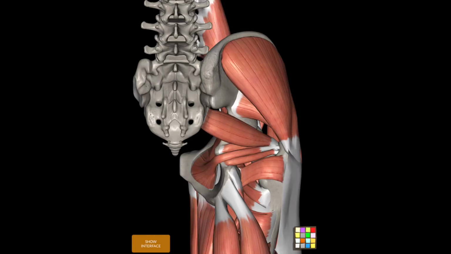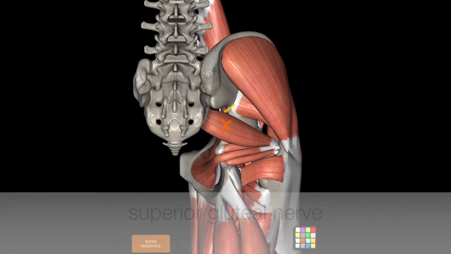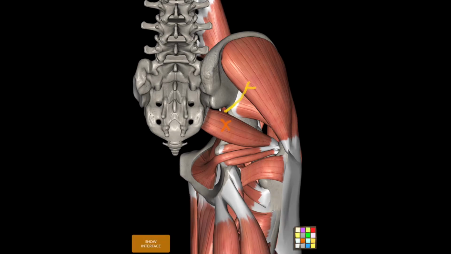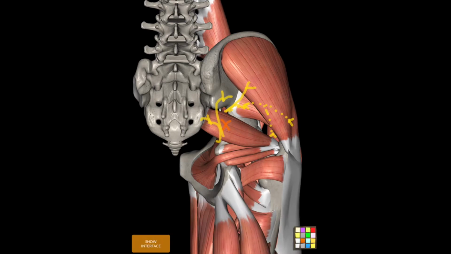Hopefully here you'll recognize that this is piriformis, and diligent students will remember that the superior gluteal nerve emerged from superior to piriformis to supply gluteus medius and minimus, and also tensor fascia lata, which may be all the way under here somewhere. Perhaps that's it. And the inferior gluteal nerve emerged from inferior to piriformis to supply gluteus maximus, which has been removed in this image.